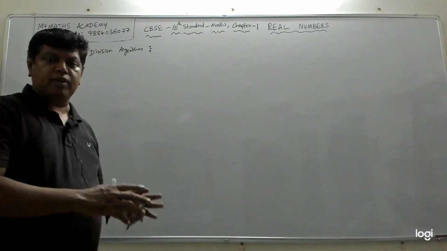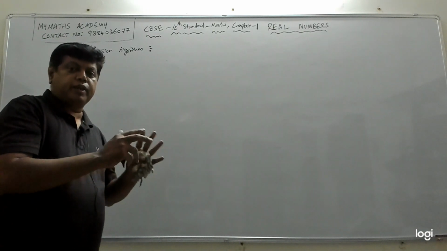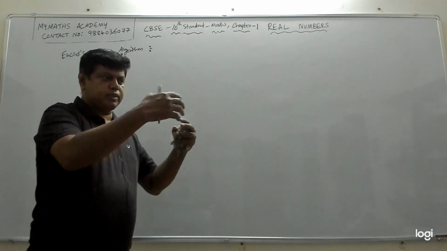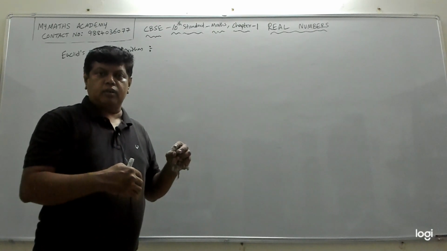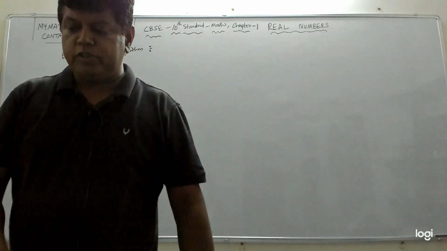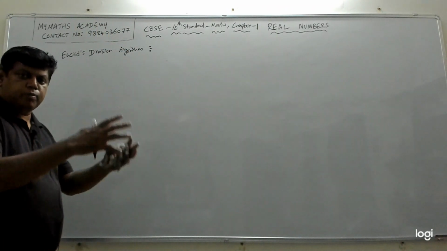Algorithm is a series of well-defined steps. It's a series of well-defined steps that gives us a procedure to solve a problem. Or, to put it very simply, it is the series of steps which gives the procedure to solve a problem, which gives an idea to solve a problem.